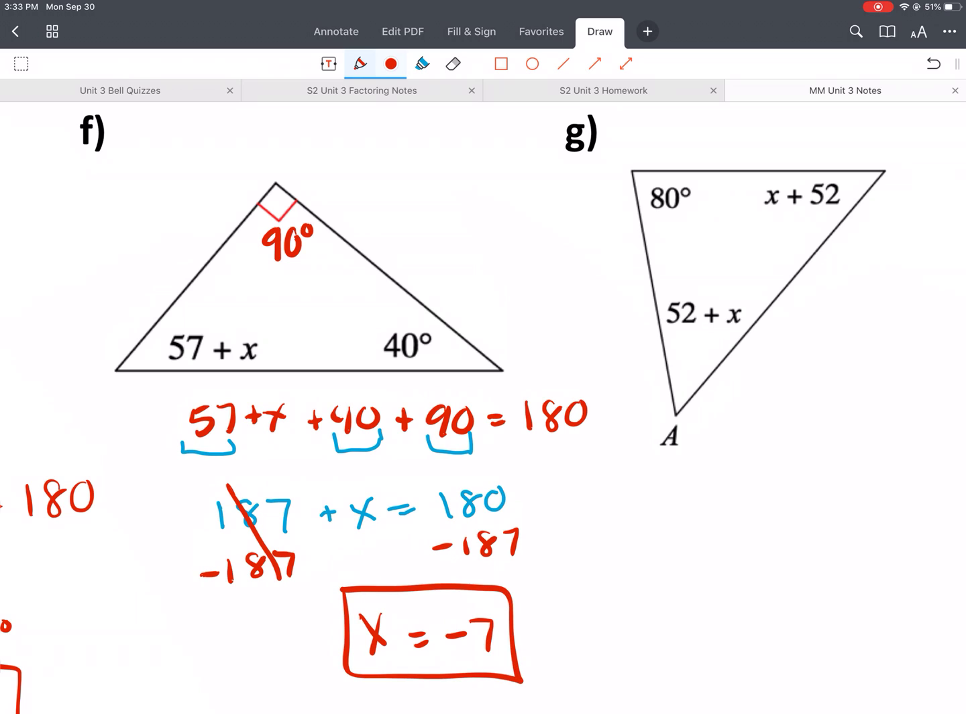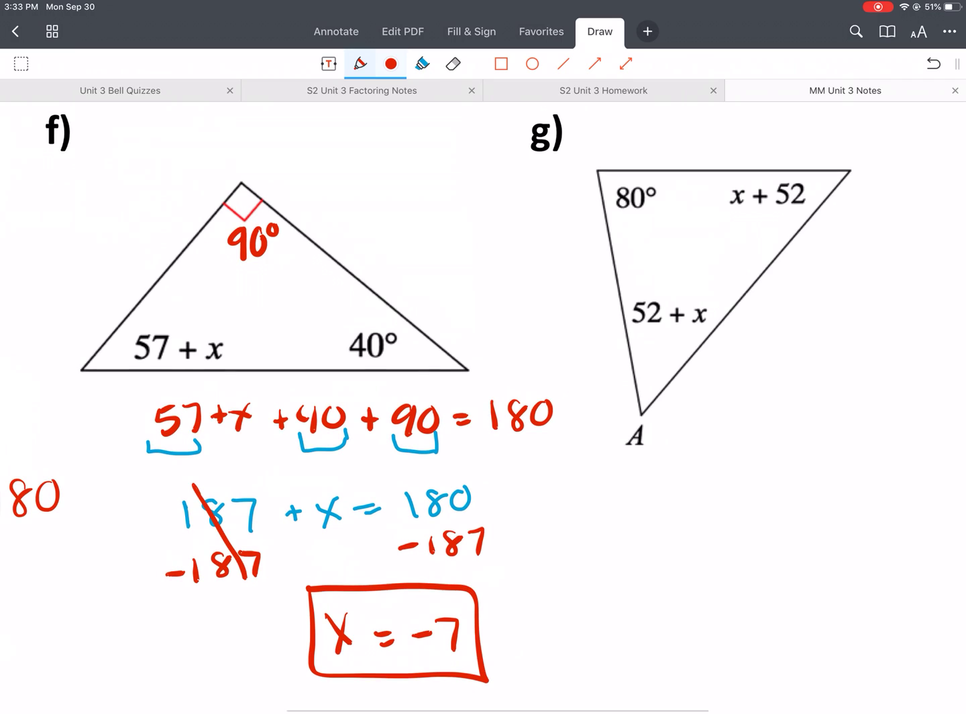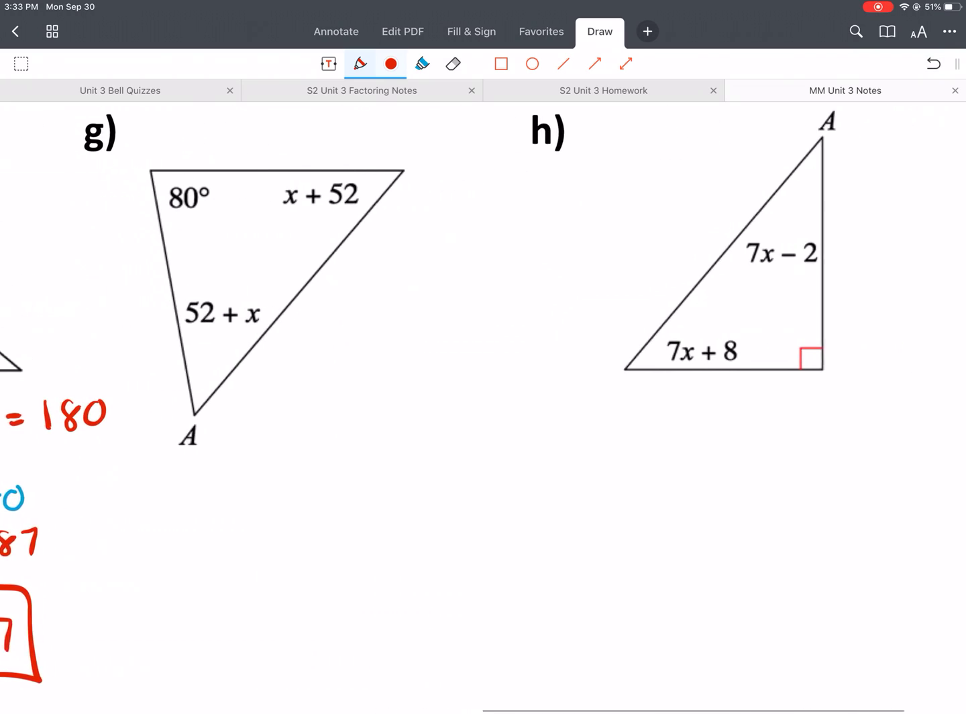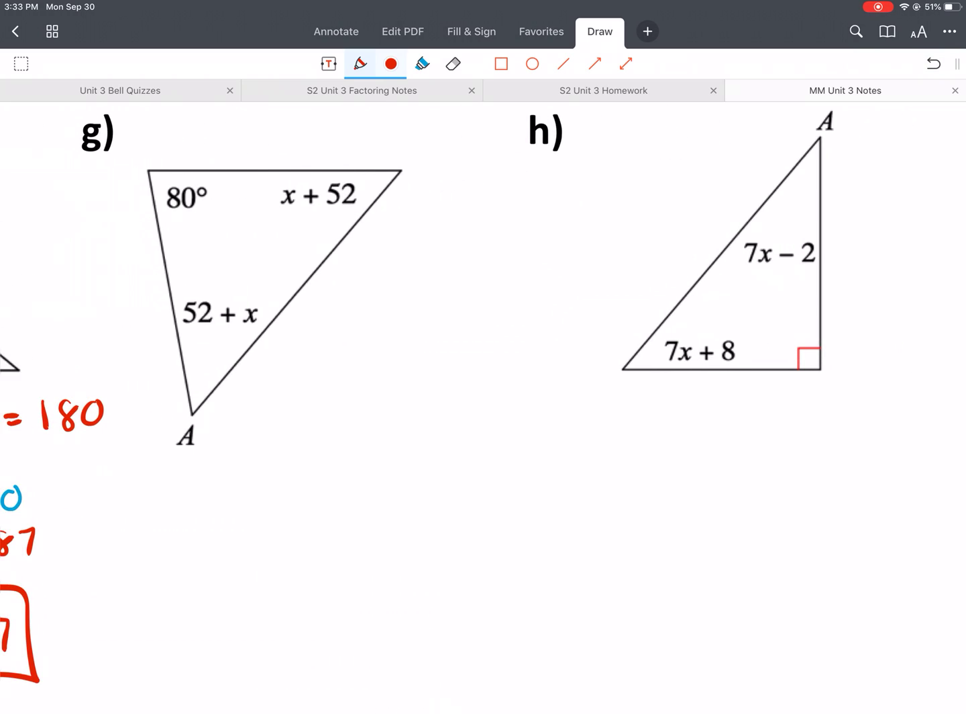Okay? And if you want to check, we could plug it in. This would be a negative 7. We would end up getting 50 plus 40, which is 90, plus 90 is 180. G, same sort of setup, okay? We'll do 80 degrees plus 52 plus x plus 52 equals 180.